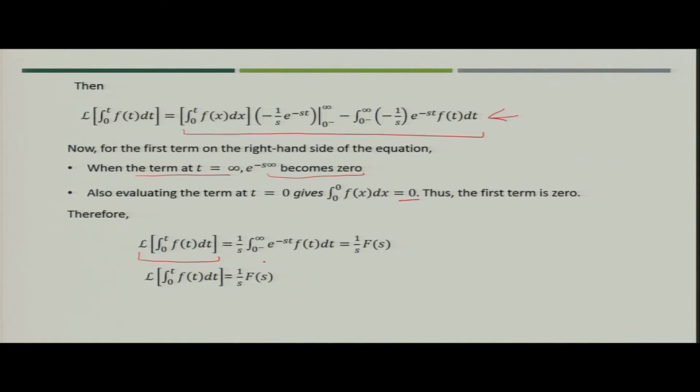So, finally, what we are left with is the Laplace of the integration between 0 to t of f(t) dt is nothing but 1 by s integral from 0 to infinity of e to the power minus st f(t) dt, and this is nothing but the Laplace of f(t). So, what we get finally is that the Laplace of the integration between 0 to t of f(t) dt is nothing but 1 by s F(s).